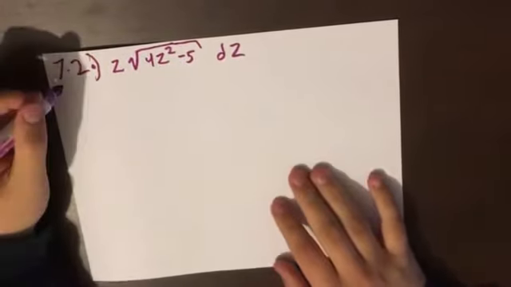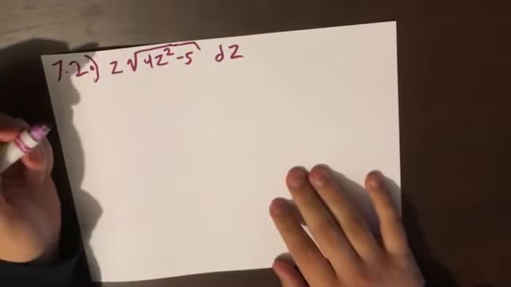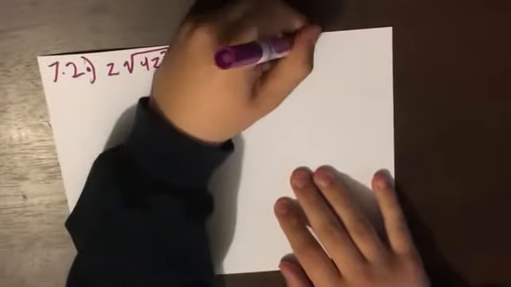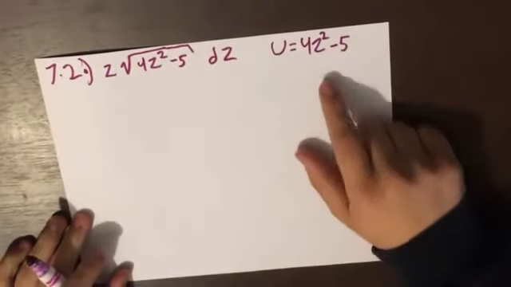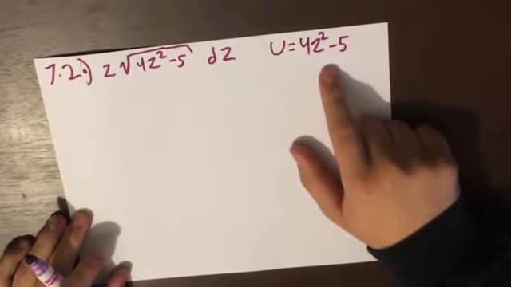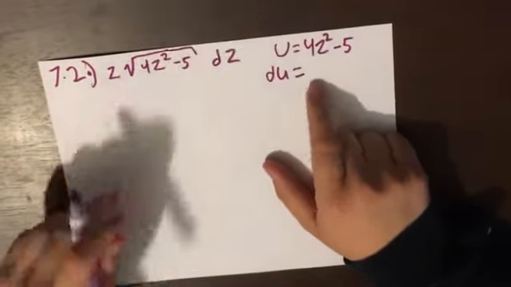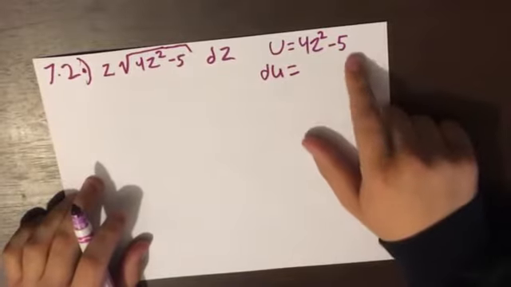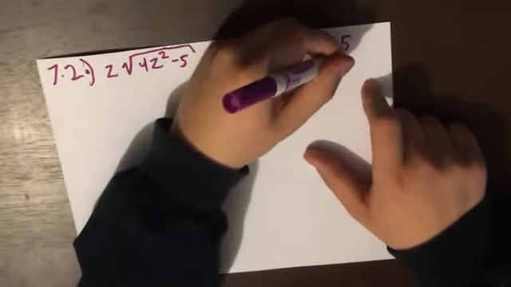So basically, we need to find something to be our u value, and it's usually easiest to just choose the thing that's under the radical. So we're going to have u equal 4z squared minus 5. Okay, now we're going to go ahead and take the derivative of that, just the regular derivative. So we're going to have du equals, so bring the 2 down, 2 times 4 is 8z, and then that's just nothing. So we're going to have 8z dz.